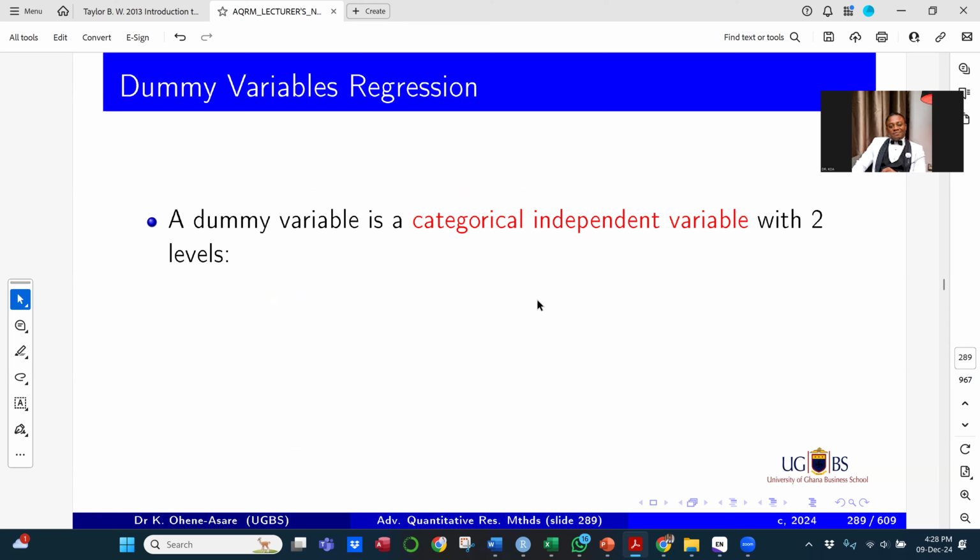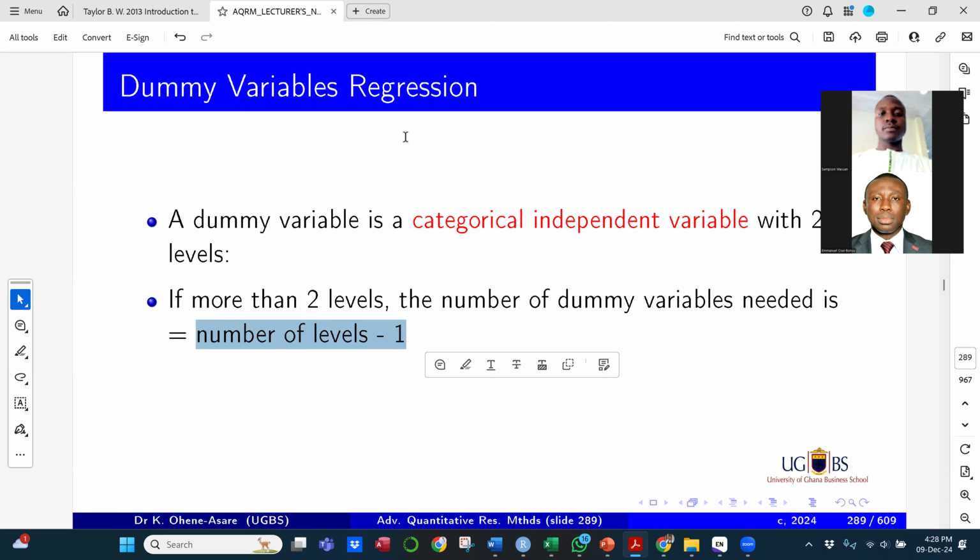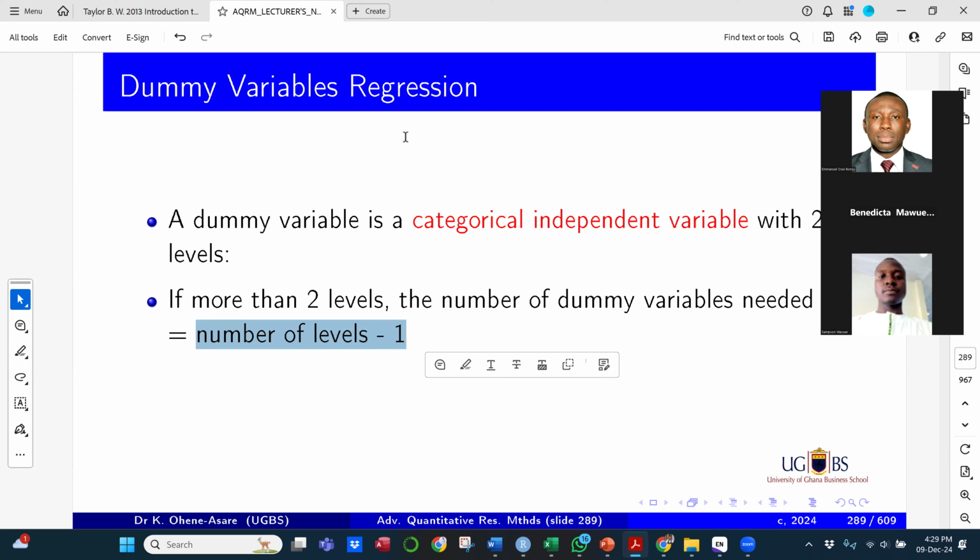The last but one thing for today, which I've spoken about, is a dummy variable. What I've indicated is that the number of dummy variables is one less than the number of levels. So if the levels are 7, how many dummies should we have? Six. And if the dummies are 8, how many levels do we have? 7.